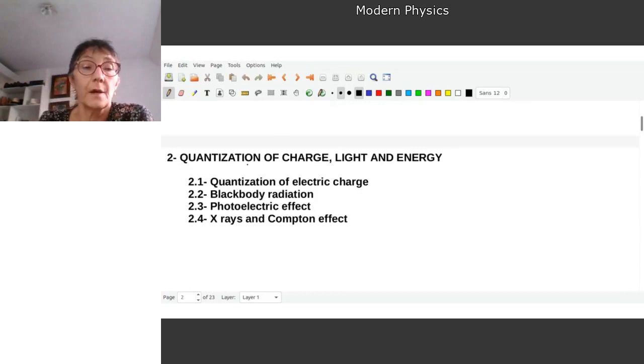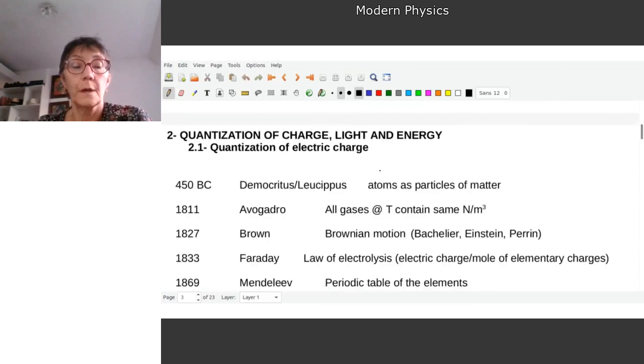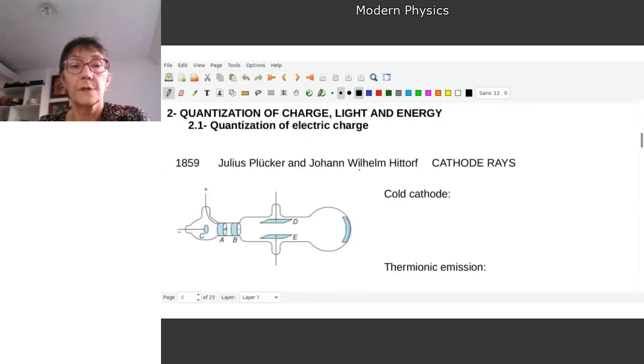Blackbody radiation. This is the problem that seems to have initiated the modern physics. Actually, we will see that photoelectric effects also were being observed and studied before Planck and Einstein described them. But let's begin with the blackbody radiation. Okay, we still have this one.